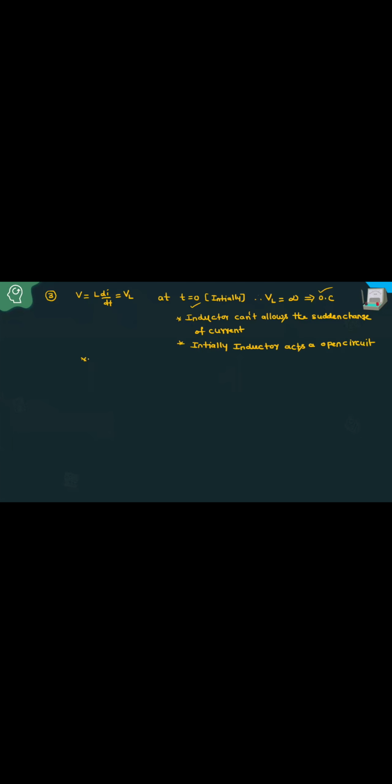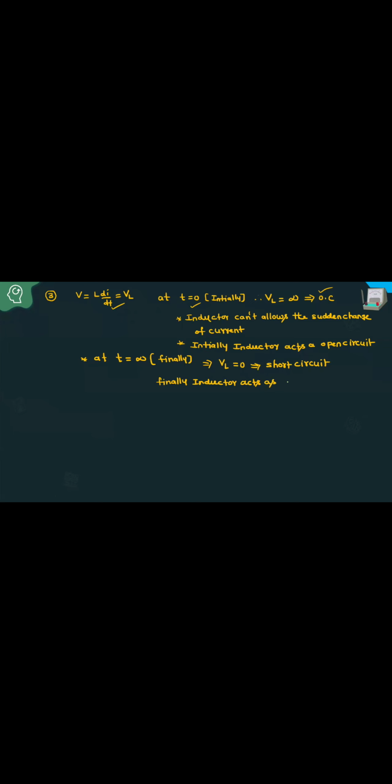Next, at t equal to infinity, meaning the final steady state, substitute t equal to infinity here. What is the voltage across the inductor? Zero. Voltage zero means open circuit or short circuit? Short circuit. Voltage zero means short circuit. Therefore, finally, the inductor acts as a short circuit, that is, at steady state condition.